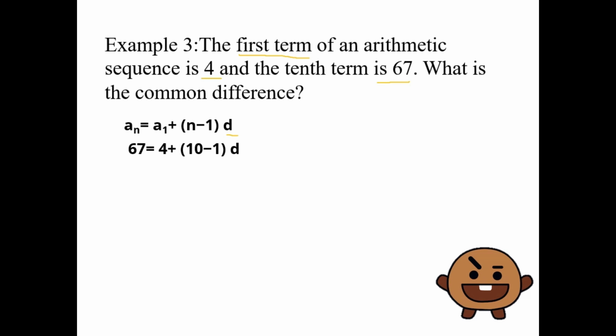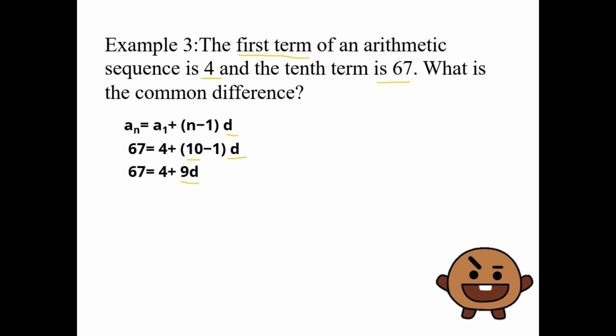67 for our 10th term, which is equal to 4 as our first term, plus the quantity 10 minus 1 times D, because we are looking for D here. We will be somehow deriving the formula, and then we'll be solving the value of D. Afterwards, we are going to subtract first. 10 minus 1 is 9. 9 times D is 9D.